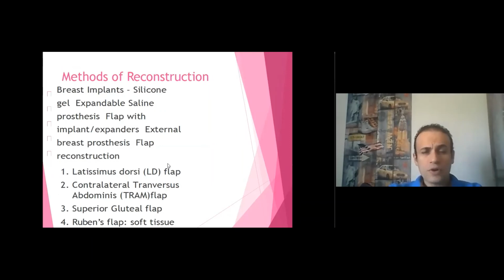Methods of reconstruction. We can bring artificial materials like implants, breast implants, silicone, or expanders. We can fill it with saline, or use tissue from our body, like the muscle reconstruction: latissimus dorsi flap, transversus abdominis flap, superior gluteal flap.